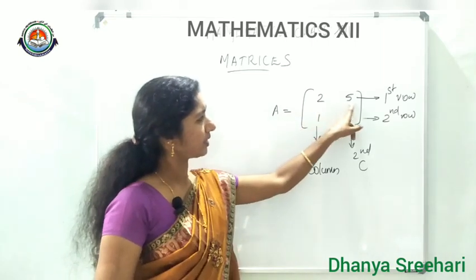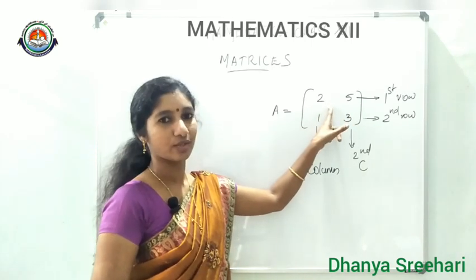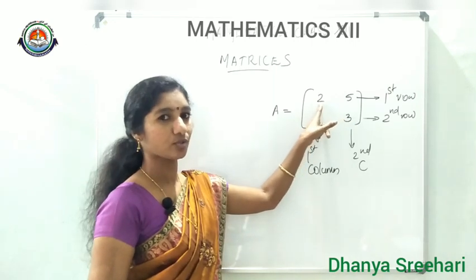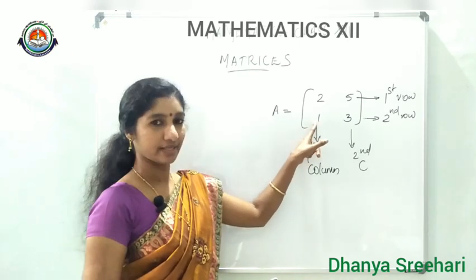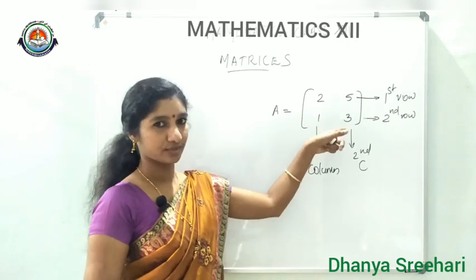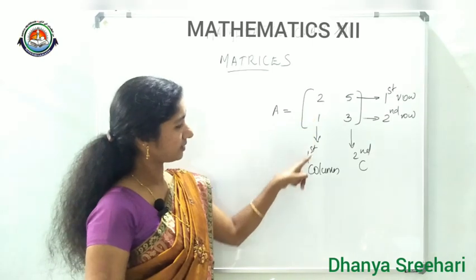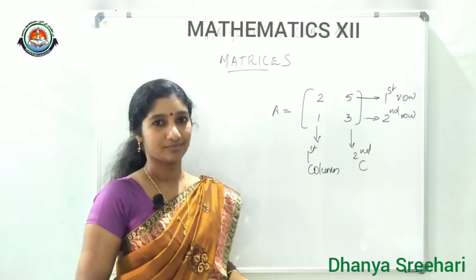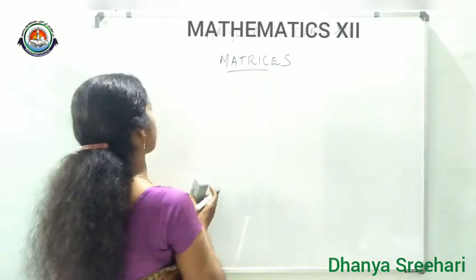And this 2, 5 we call the first row. So in the first row, 2 elements are there. First row's first element is 2. First row's second element is 5. And the second row's first element is 1. Second row's second element is 3. So 2 rows are there for this matrix. And like this, 2, 1 are in the first column, and 5, 3 are in the second column. Okay. Then, some more matrices.